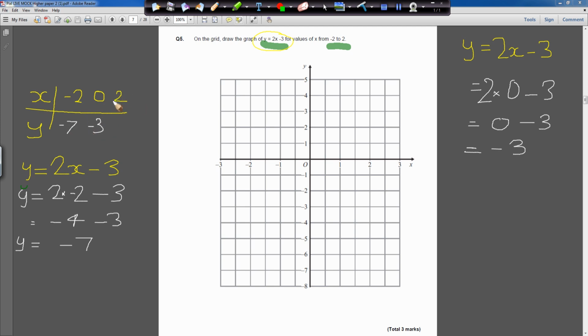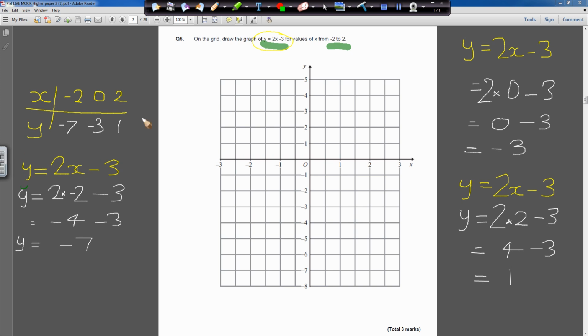We've got one more value to do that we can plot along with that. To be safe, we can do a third value. This is going to be the 2 value. So let's do that over on this side. So we have y is equal to 2x minus 3. We're going to put the 2 in there now. So y equals 2 times the x value, but the x value is 2. So 2 times 2, then take away 3. 2 times 2 is 4, minus 3 is equal to 1. So that 1 will go into the last part of the table, which is here.